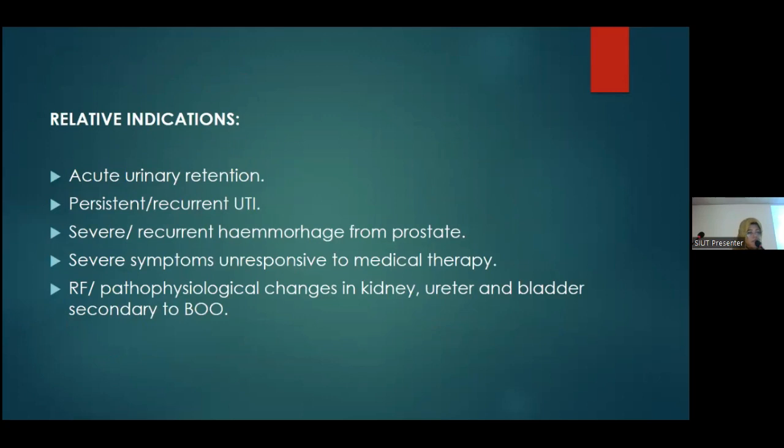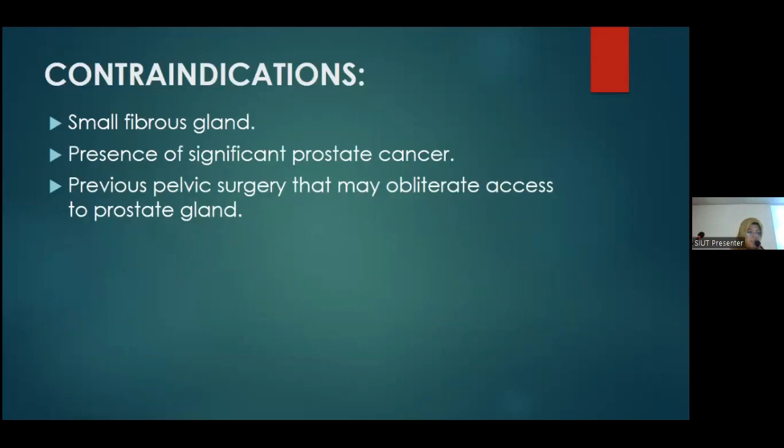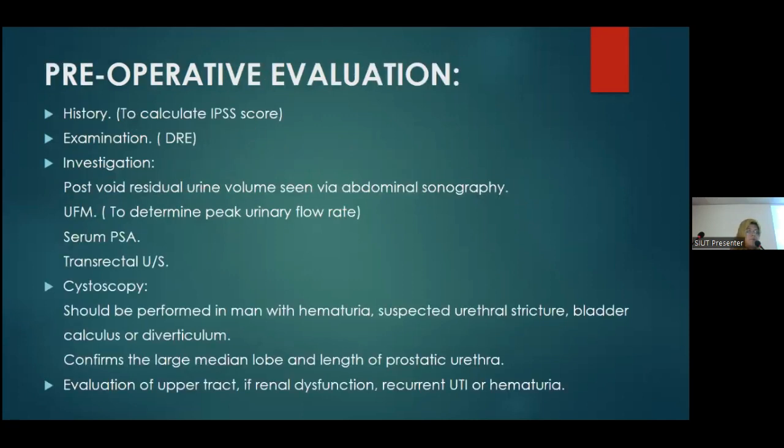The relative indications for simple prostatectomy are acute urinary retention, persistent or recurrent UTI, severe recurrent hemorrhage from the prostate, severe symptoms unresponsive to medical therapy, and renal failure, pathophysiological changes in the kidney, ureter, and bladder secondary to BOO. Contraindications for simple prostatectomy include a small fibrous gland, presence of significant prostate cancer, and previous pelvic surgery that may obliterate access to the prostate gland.